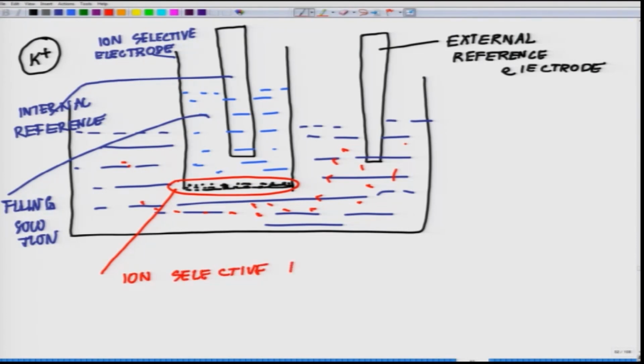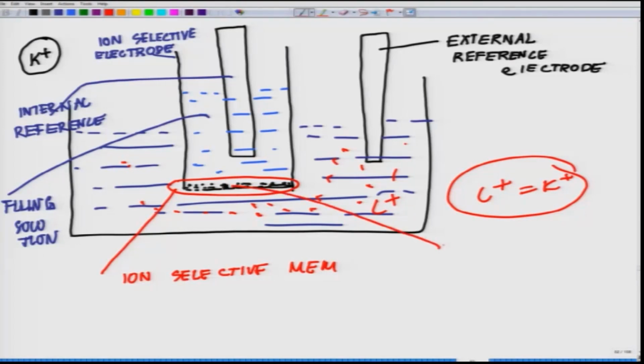Ion selective membrane. These ion selective membranes are immersed in an aqueous solution containing the analyte cation, which we say is C plus. In this case, C plus is equal to K plus, what we are trying to measure. Typically the membrane is made up of polyvinyl chloride, PVC, impregnated with a plasticizer, which is diacetyl sebacate, a nonpolar liquid that softens the membrane and dissolves the ion selective ionophores. So what are the ion selective ionophores which are used here?